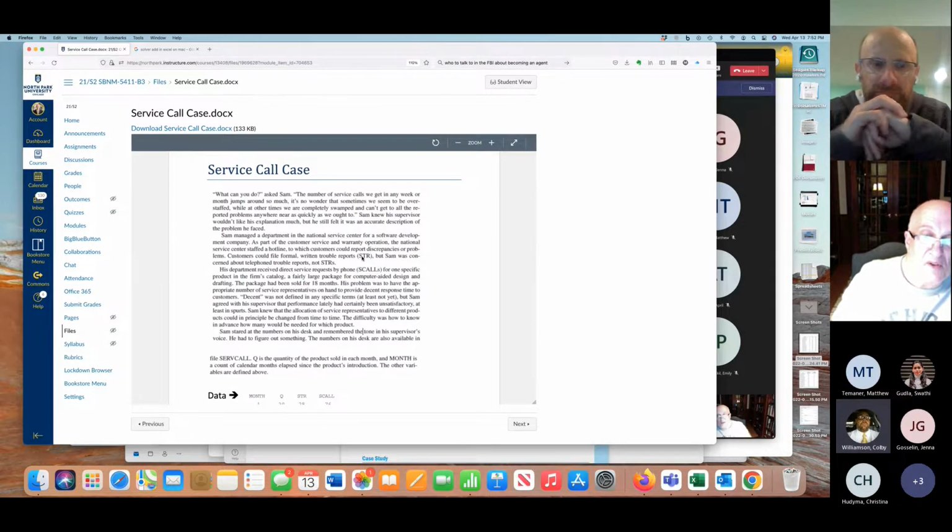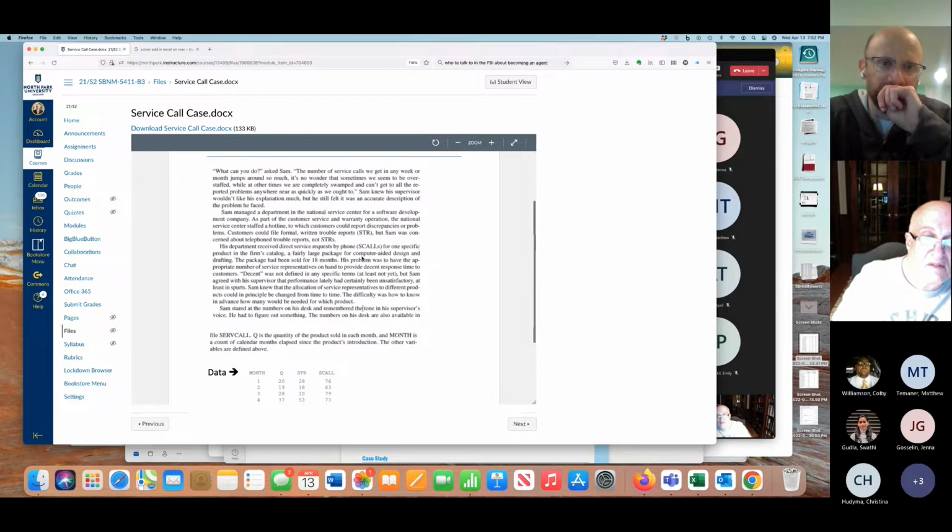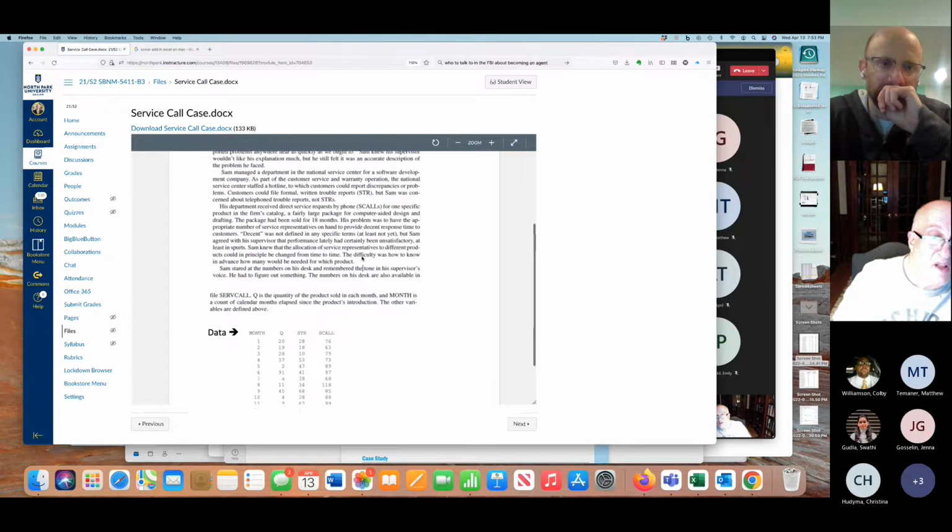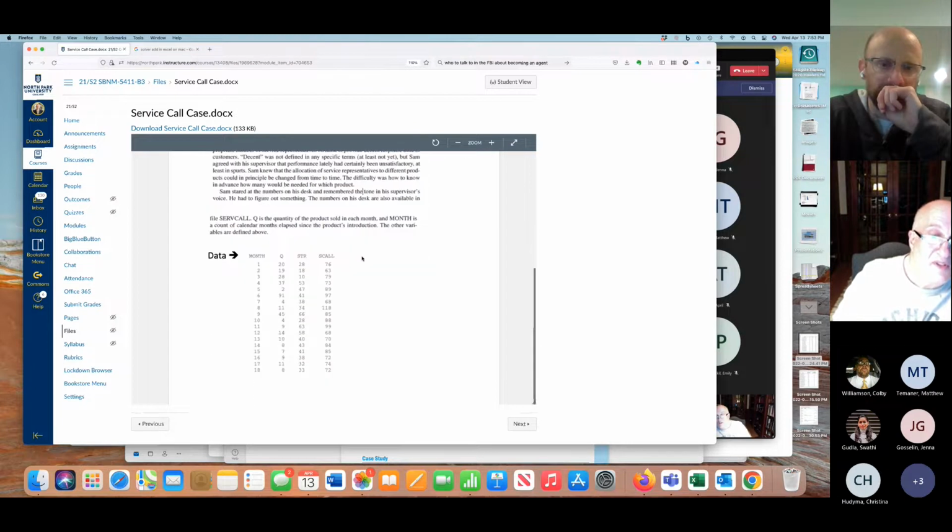Basically, do they email or do they call? He's worried about the calls because they can handle the emails. The same people that are doing the calls can handle the emails in between.